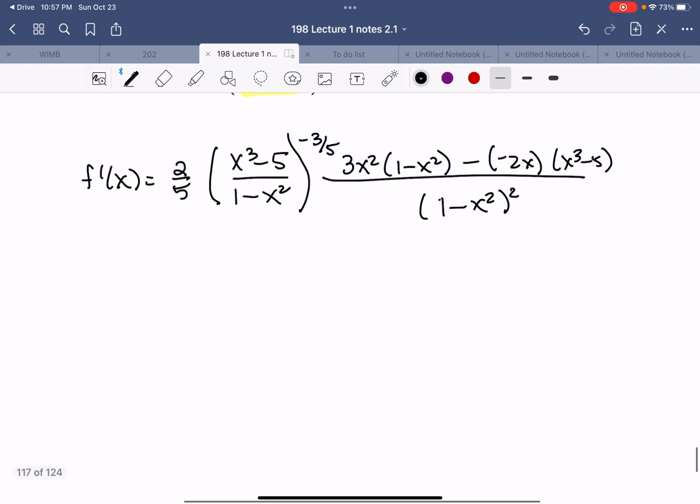Now, the two things that I want to do here is I want to make that negative exponent positive, and I want to simplify and combine like terms in the numerator. So I'll keep the 2/5. Now, in order to make this a positive 3/5, I need the reciprocal, right? Typically, negative means 1 over, and 1 over something is the reciprocal. So I want the reciprocal of this fraction, and that means that I just flip it over.